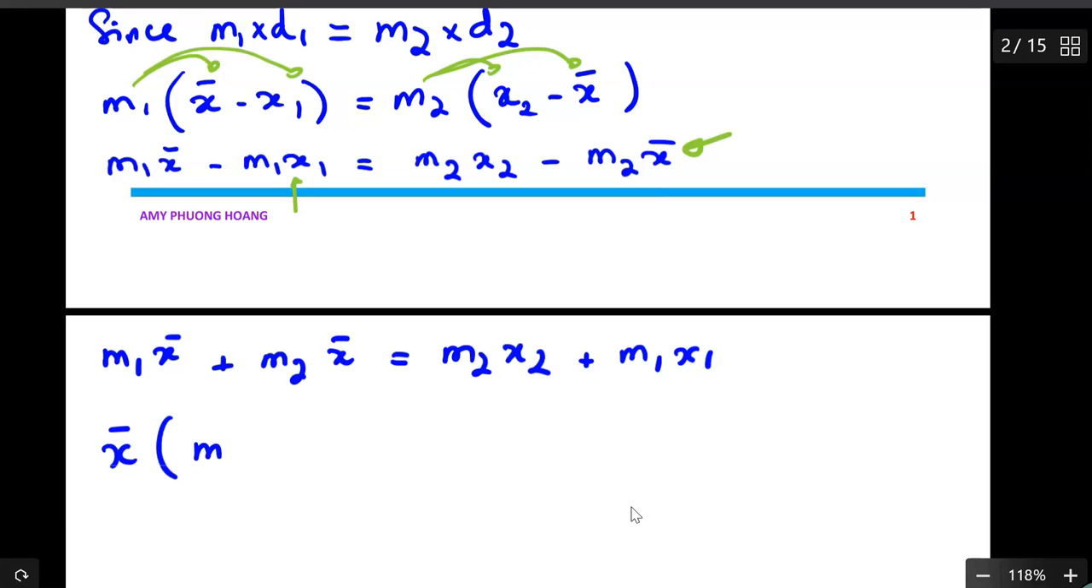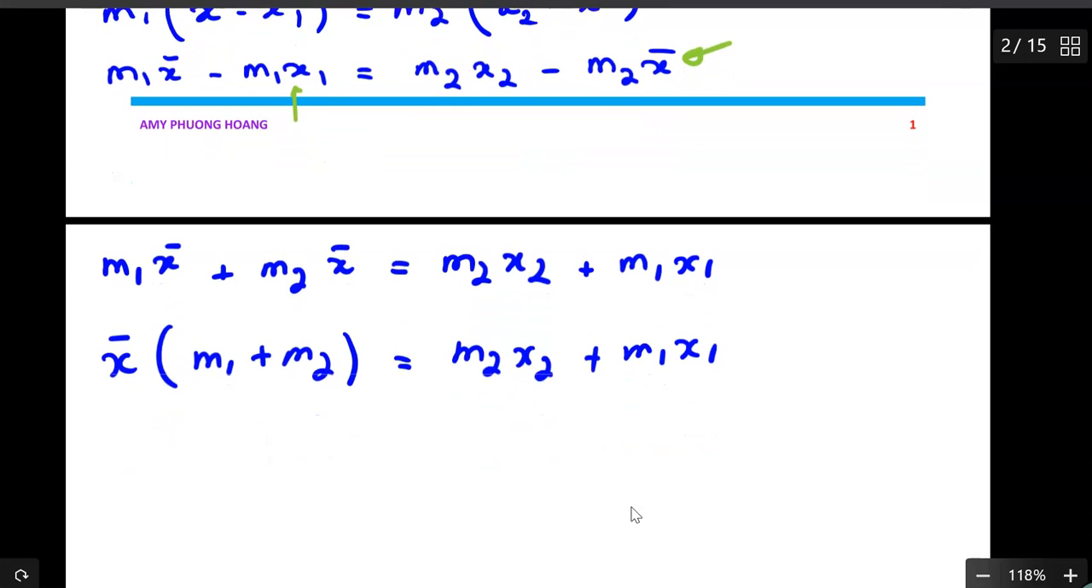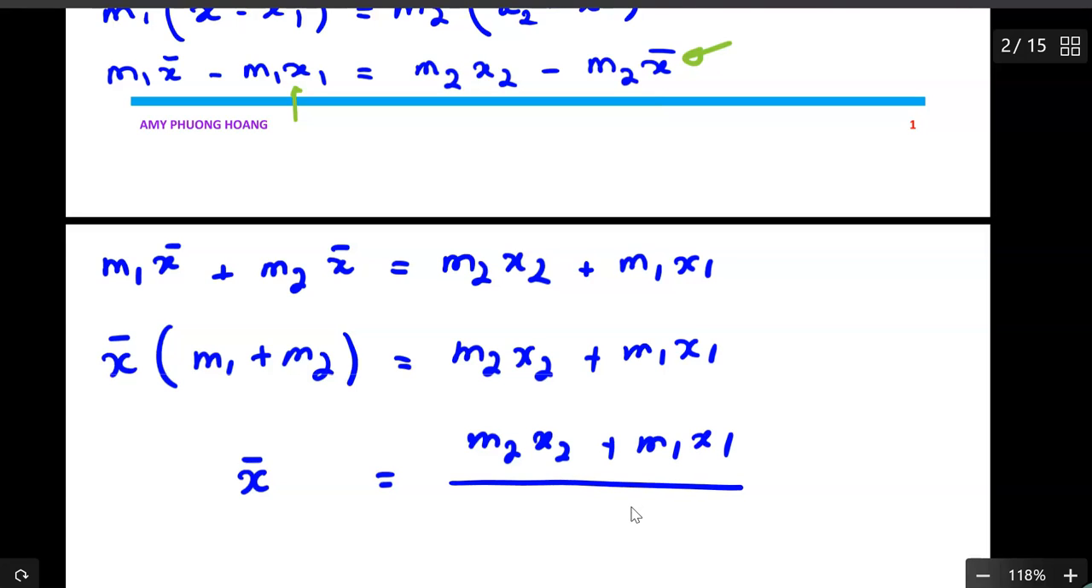Factor out x bar, I have m1 plus m2 and still equal to m2 x2 plus m1 x1. So I will divide both sides by m1 plus m2. So x bar becomes m2 times x2 plus m1 times x1, the whole thing divided by m1 plus m2.